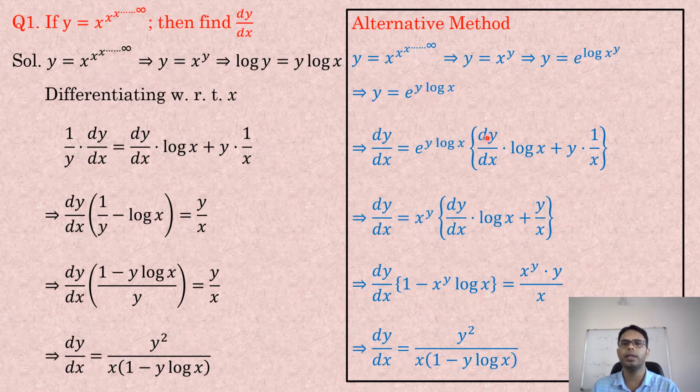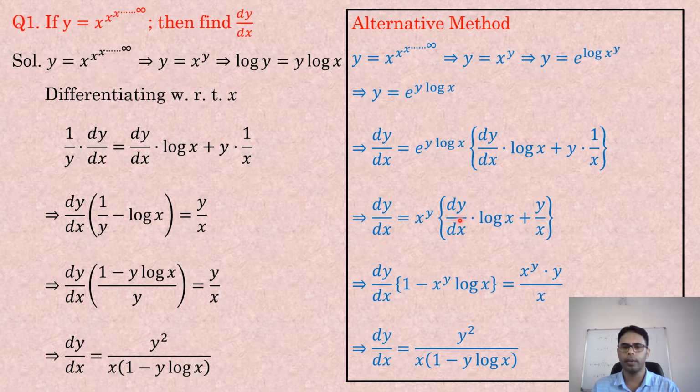So the derivative of y is dy/dx into log x, remaining same, plus y remaining same, and the derivative of log x is 1 by x, you know that one. So dy/dx is equal to, again you see, this term was actually this term, and this term is nothing but x to the power y. So the whole term can be replaced by x to the power y, and the rest of the terms remain the same.